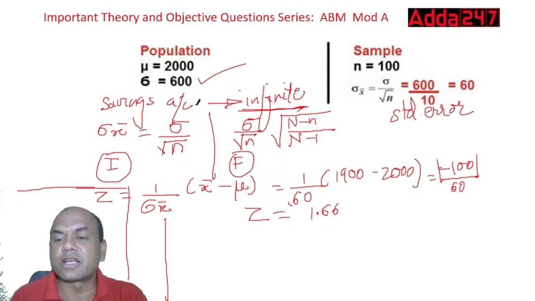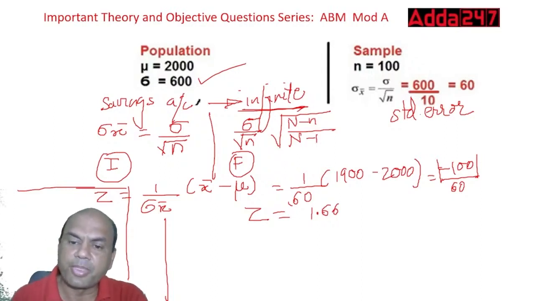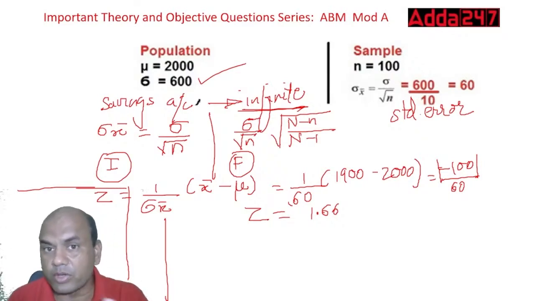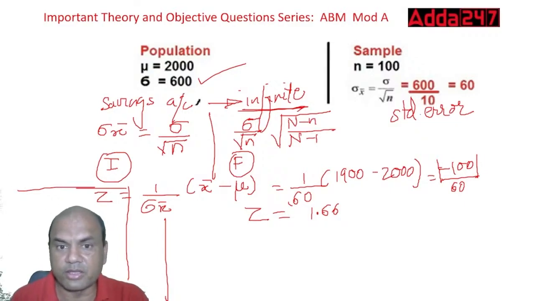So now do it. 1900 minus 2000 is minus 100. Ignore the plus minus sign, so take it plus only. And this 60. So 100 upon 60 is 1.66. Up till here, got it now, everyone? Now using this z value, we have to find out the probability.